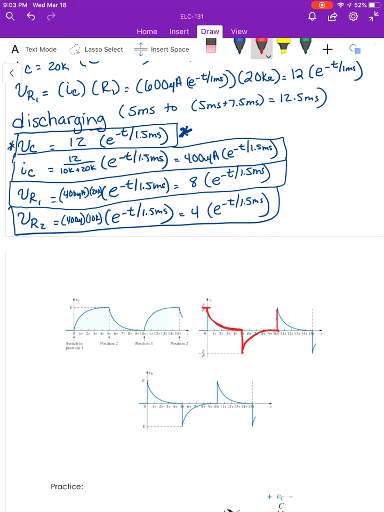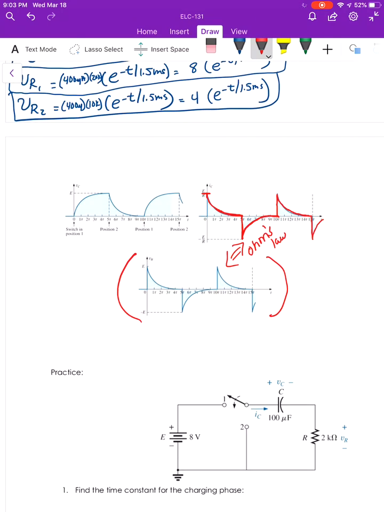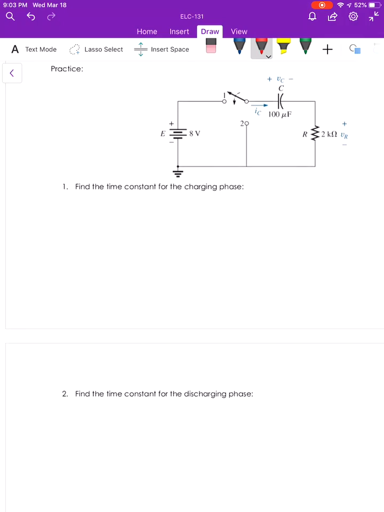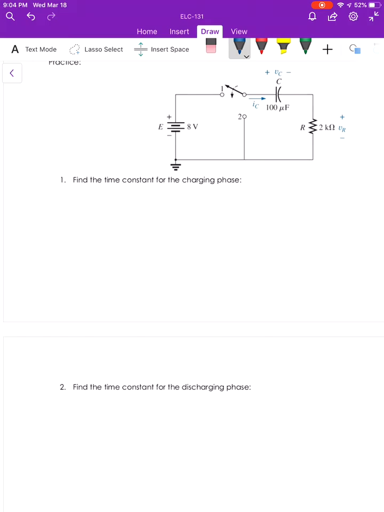Okay, if we charge again, we see the same: start at the maximum and go to 0, and then discharge again, start at the negative maximum and go to 0. The voltage across the resistor has exactly the same shape as the current because these are related by Ohm's law. They're directly proportional, so you're going to see the same graph there. All right, so working one more example really quickly here. In the charging phase, now the charging circuit is switch position 1.